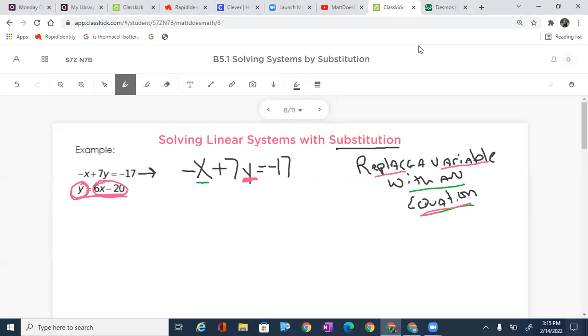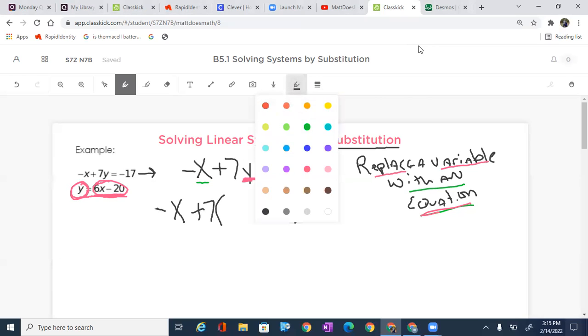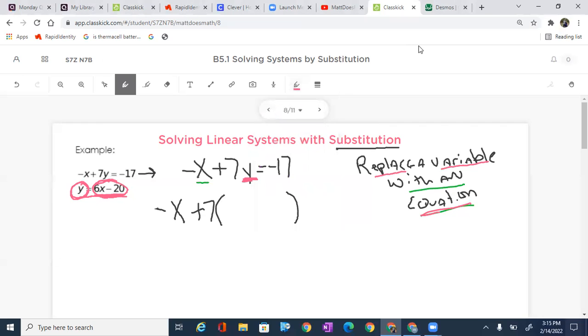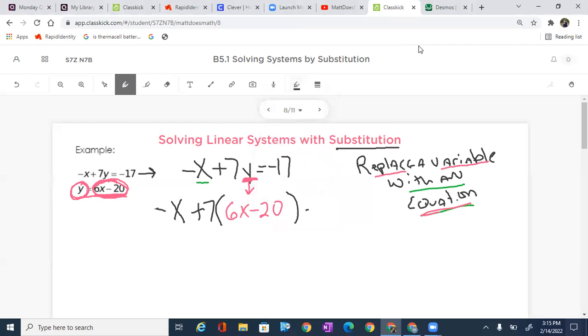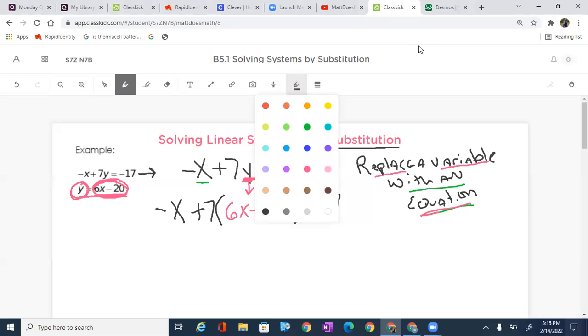So what we're going to write is this. We're going to say negative x plus 7, and I'm going to open up parentheses. The reason I'm going to open up parentheses is I want to fit this equation, 6x minus 20, right in the same spot where y was. Then I'm going to close those parentheses out and continue with the equation. Now, at this point, we've done all the work we need to do for substitution. Now we just need to do the basic algebra that we're pretty much used to.